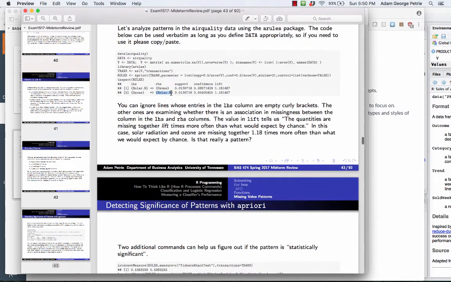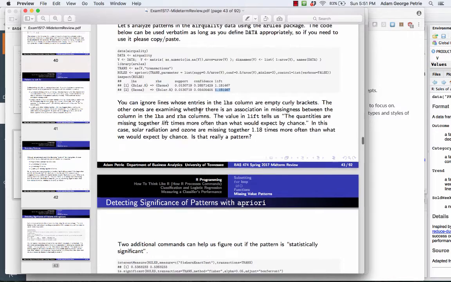One thing that you did spend a bit of time talking about is how to interpret this value here called the lift. And if you remember what the lift tells you, it's something about how often those values are missing together compared to what you would expect just by chance alone. So be prepared to interpret the value of a lift, much like what you did on the activity and on the homework. I'm going to put that on the test.